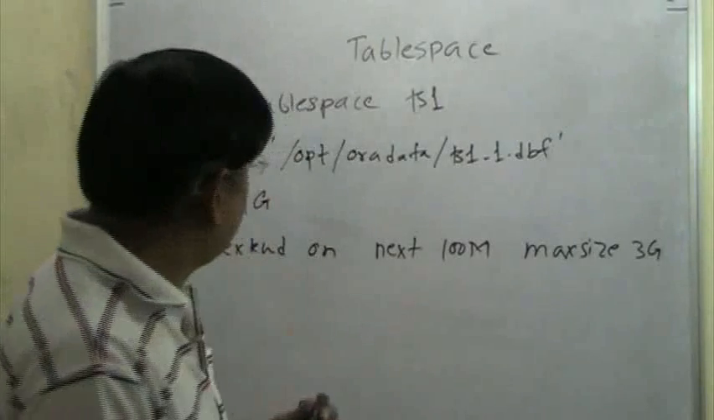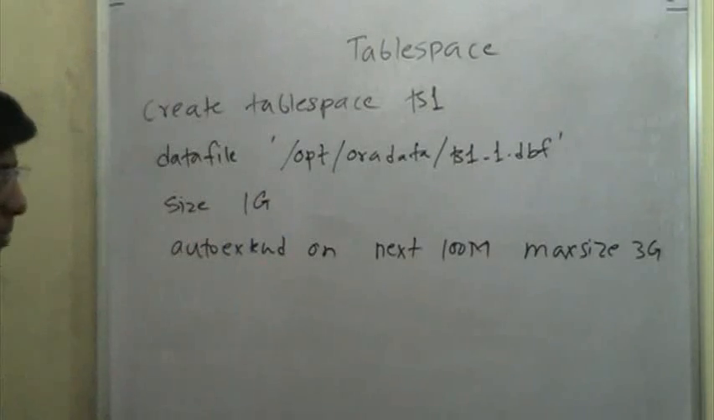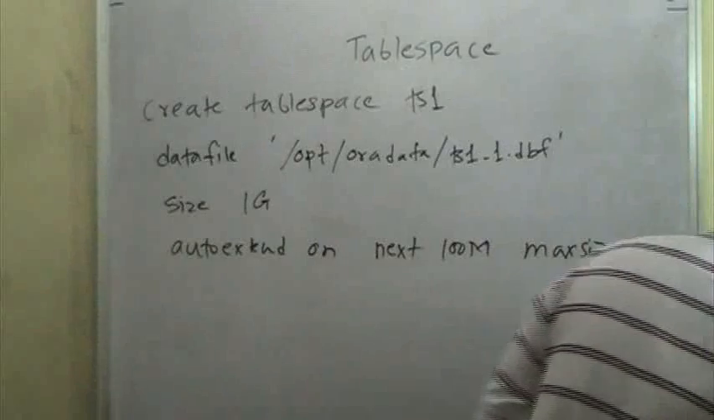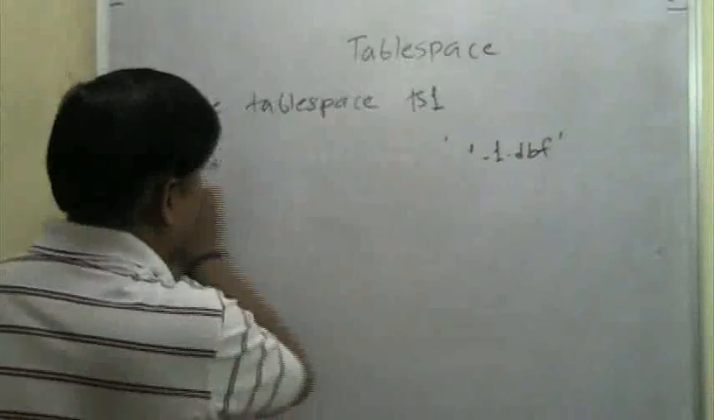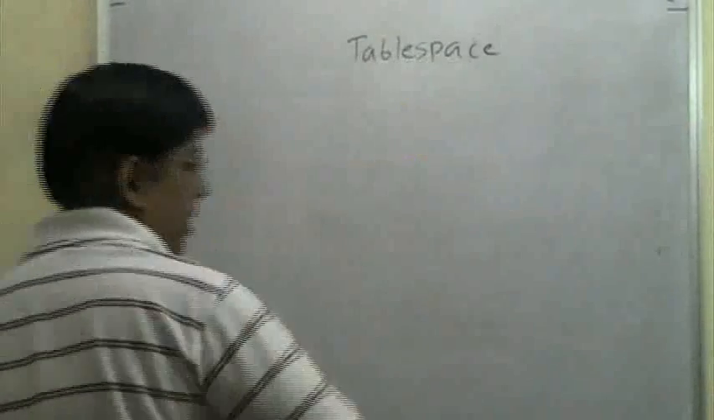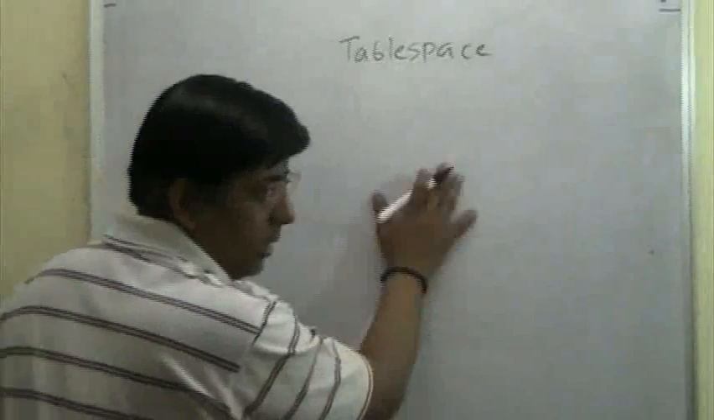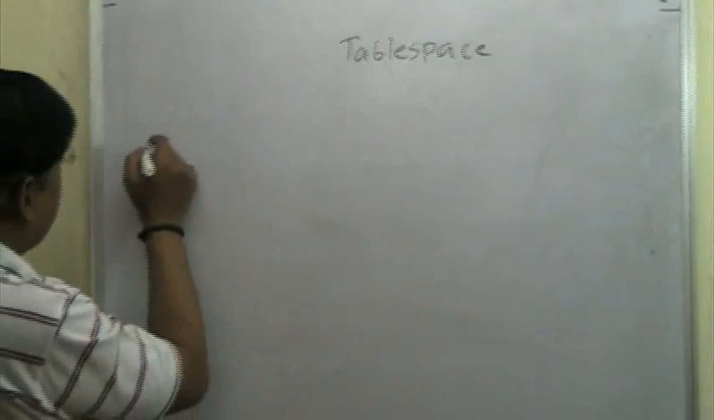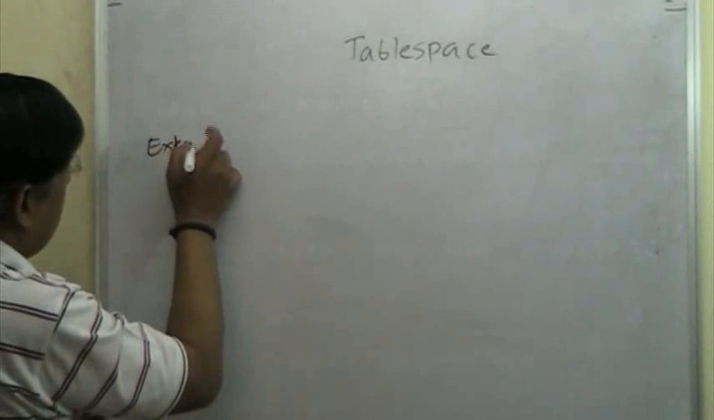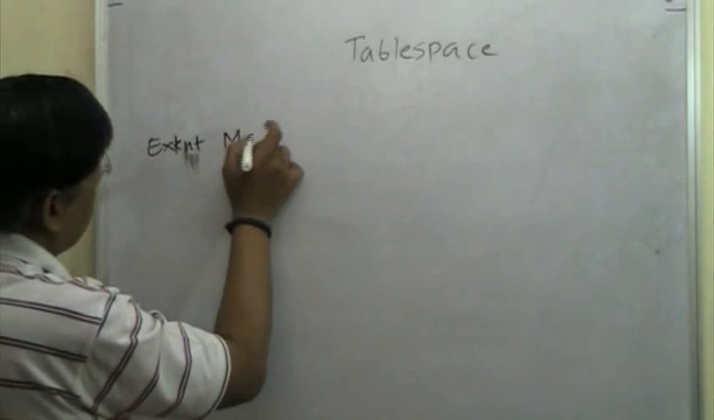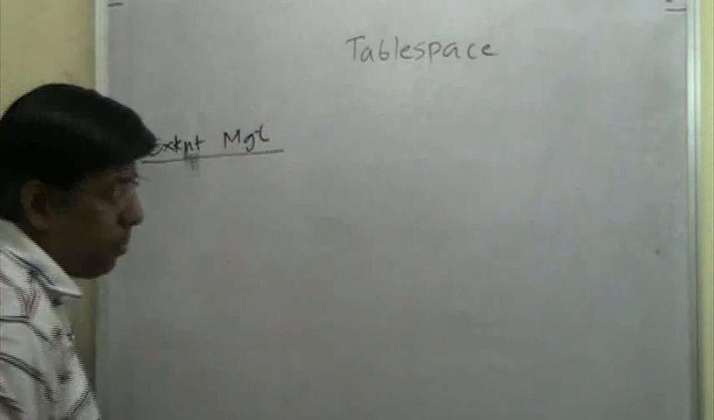Okay, so this is the basic command for creating a table space. Now what are the different types of table spaces? There is some categorization that is usually done, and that categorization is basically based on something else: extent management. This is called extent management.